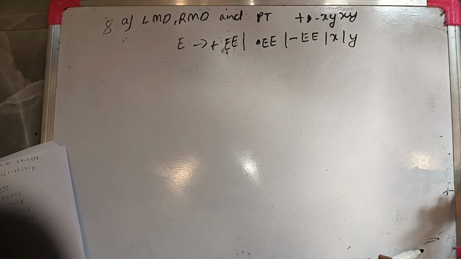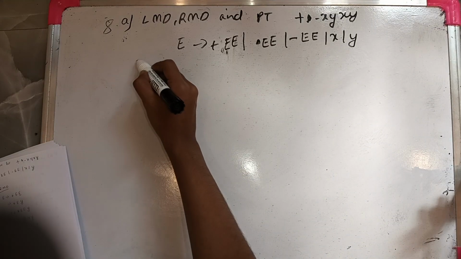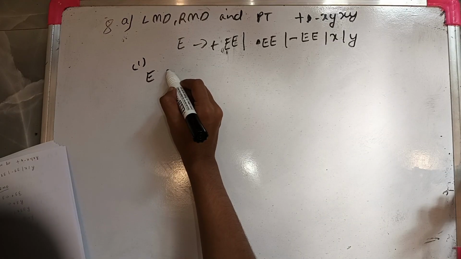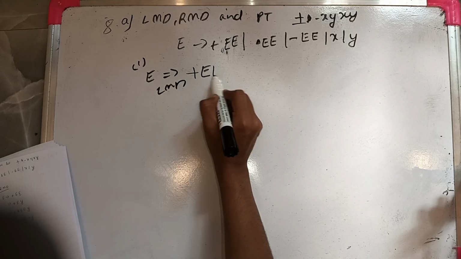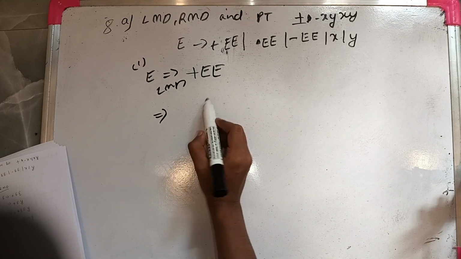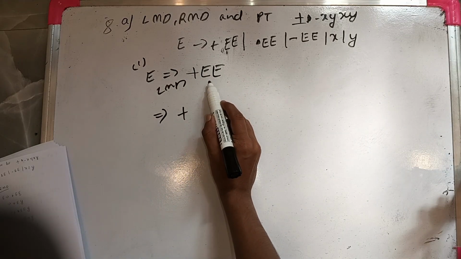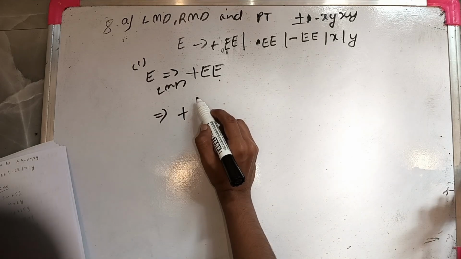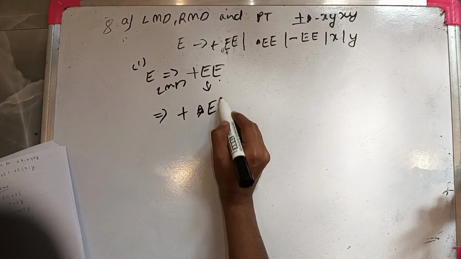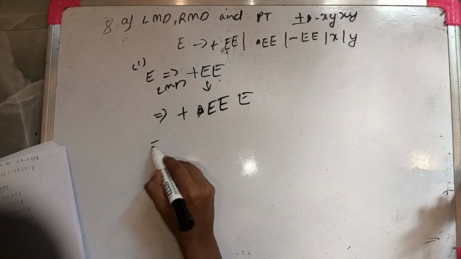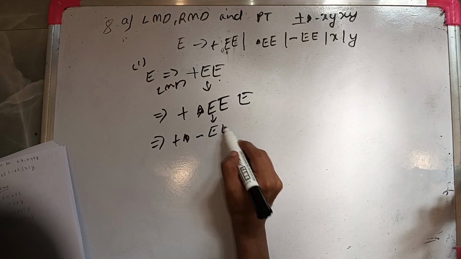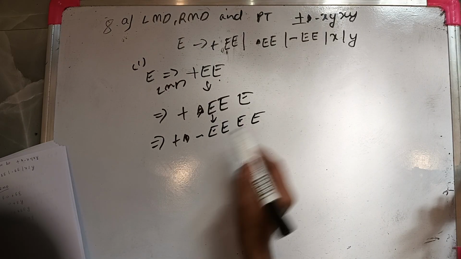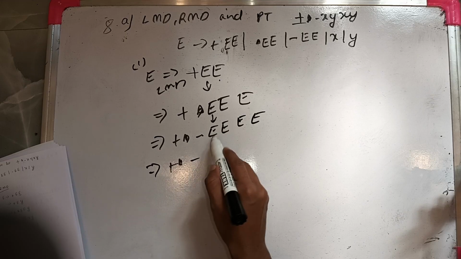Next, question 8A is obtain LMD, RMD and parse tree for this. Okay. So first one is LMD. E gives E plus E here, since we require plus. After that I require star, so E is substituted by E star E, and E itself. Next I require minus, so E is substituted by E minus E, and E itself. Next plus, star from X.